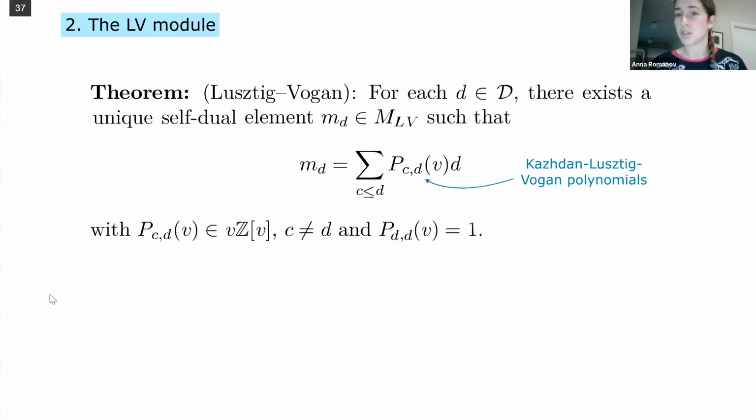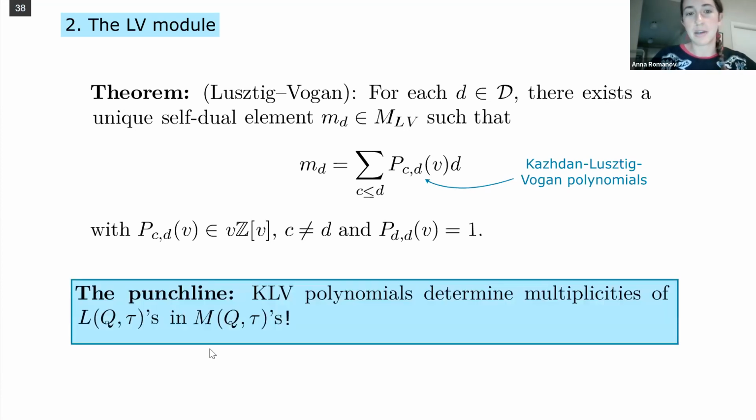For every choice of element in our parameterizing set, there's some unique self-dual element, so that if we express the self-dual element in terms of our standard basis, this is given in terms of some collection of polynomials. These polynomials are what are called the Kazhdan-Lusztig-Vogan polynomials. The punchline is that these polynomials determine the multiplicities of irreducible modules and standard modules. So we can imitate Kazhdan-Lusztig theory in a way that answers the multiplicity question for us. Okay.